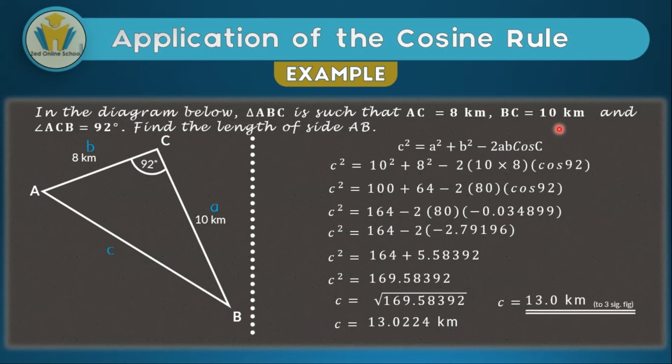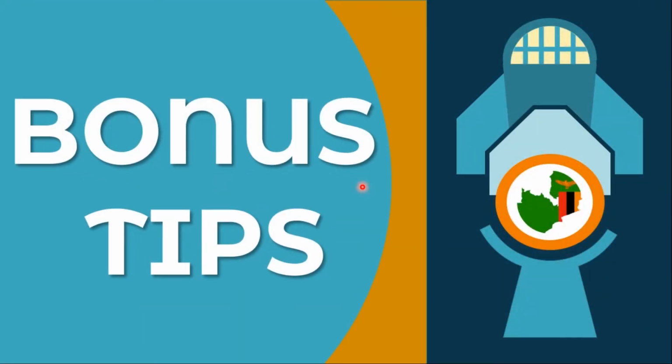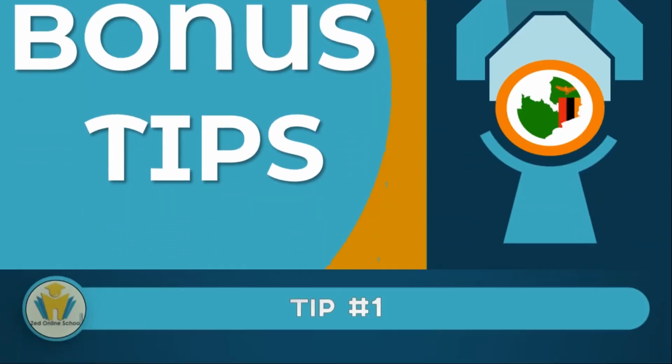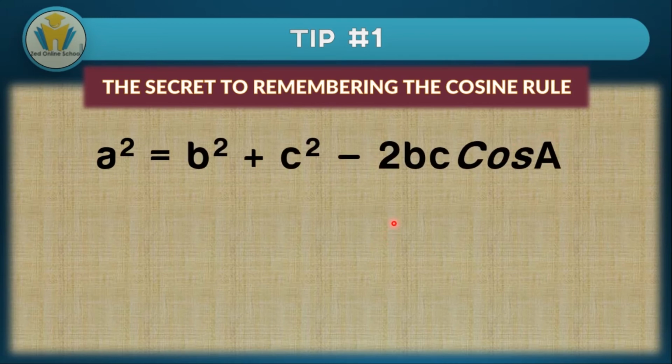This is how we can use the cosine rule. You have finally reached the bonus tip section. In today's video, we've got 2 tips for you. The first is about how you can easily remember the cosine rule. There are 3 variations, but how can you remember all the 3 very easily? Well, let's use the first one to understand the technique.